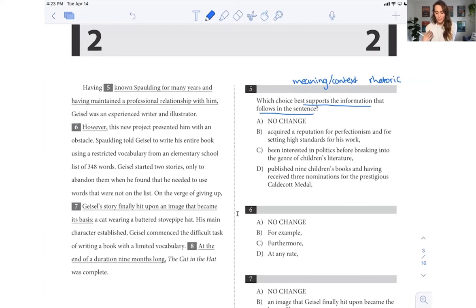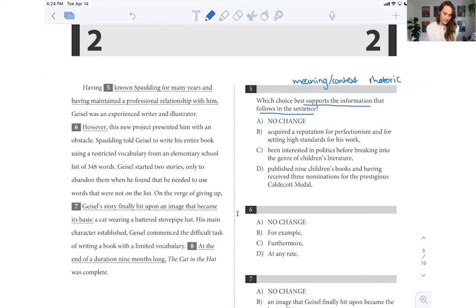Especially for me, it's going to take more energy for me to pick between A, B, C, or D than to just decide, do I need a comma or do I need a period? That's pretty quick. It's a quick judgment call. Whereas this, you need to read everything. You have to consider every single answer choice. I can't just say, oh, one answer choice looks good, so I'm going to pick that and not read anything else. I need to check every single answer choice because we're looking for our best answer choice. So there could be more than one that looks good, but there's only going to be one that's really the best. So which choice best supports the information that follows in the sentence?